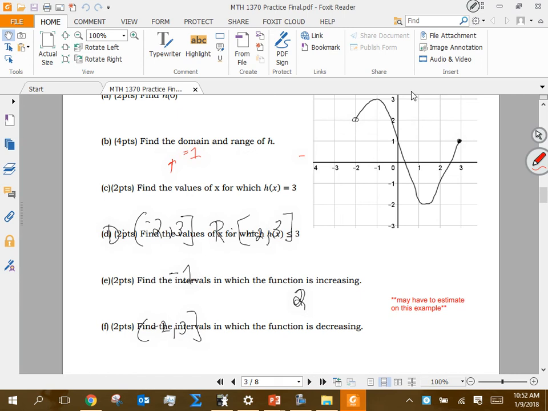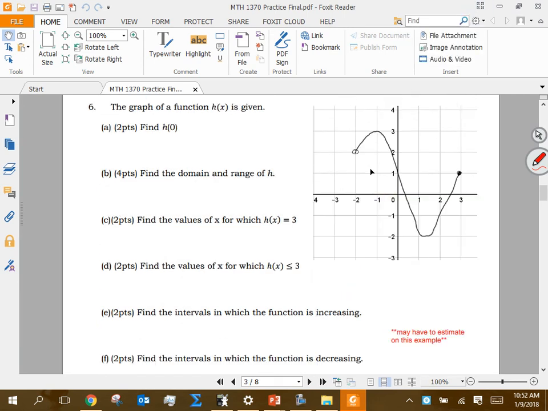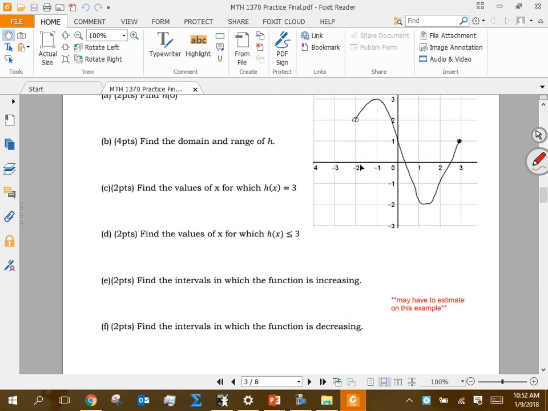Find the intervals for which this function is increasing. Increasing means it's going up. Y values are getting bigger. So from -2 to -1, those are the x values in which the y's are getting bigger. And over here, I have to kind of guesstimate. I'm going to say it's like 1.2. X values of 1.2 to x values of 3, we're going up as well. This function is increasing, and we union those.